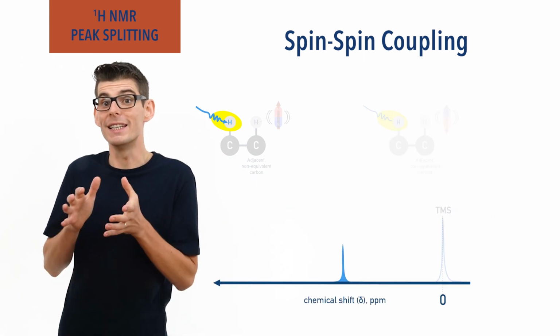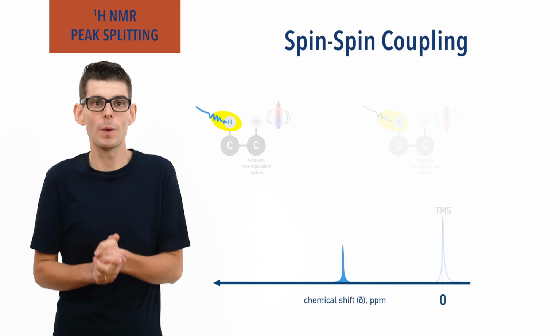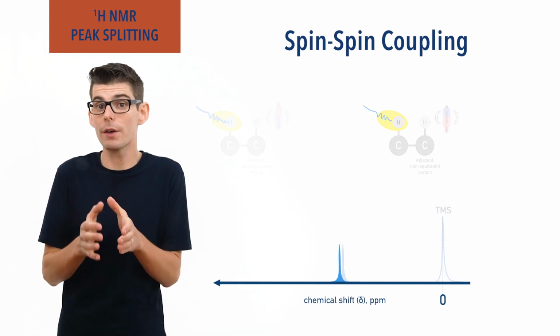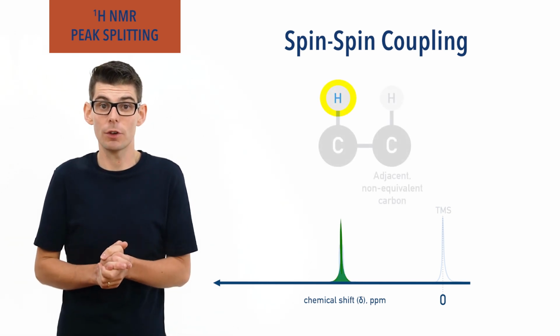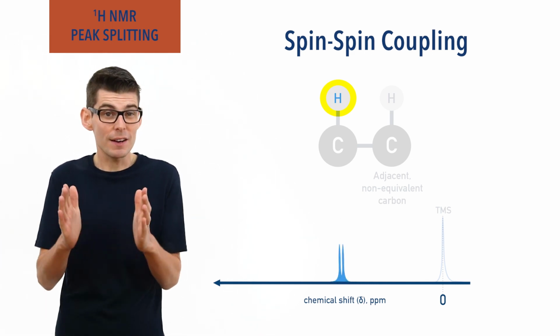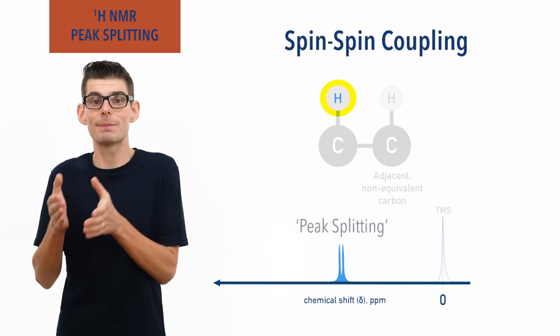One upfield, nearer the 0 ppm TMS peak, and one slightly further away, downfield. Now, rather than the original hydrogen environment giving just one large peak in the NMR spectra, this peak now gets split into two smaller peaks that are very close together. This is described as peak splitting.